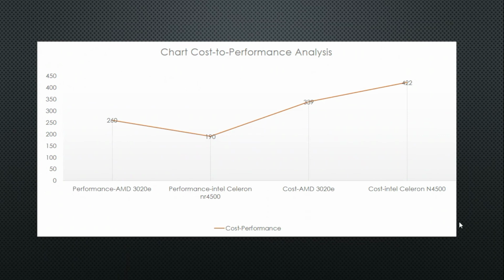For our chart of cost and performance analysis, the data I provided here is from Notebook Check, based on their performance percent. The cost is from their laptop prices.